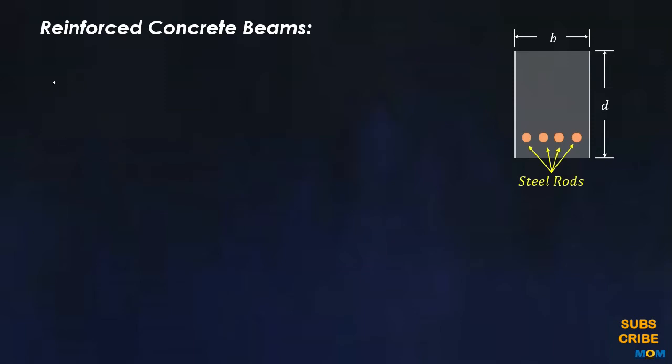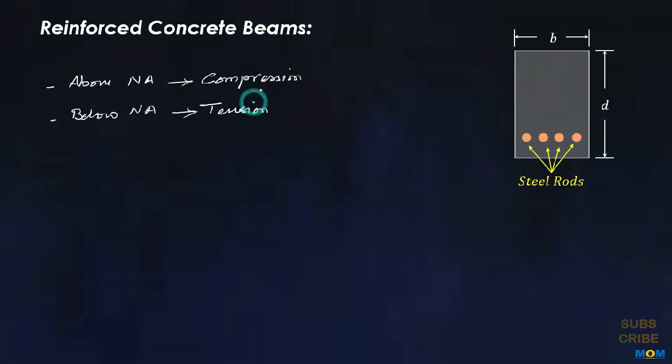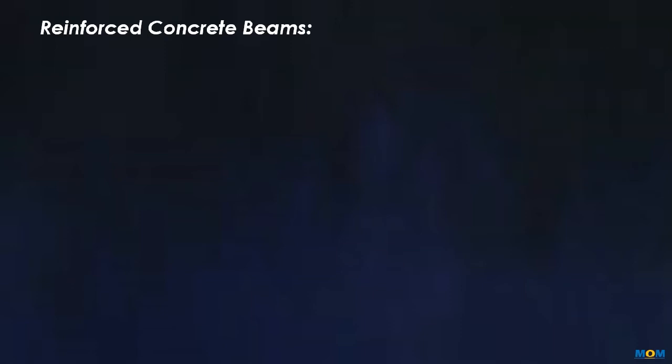Now further, because of the bending, above the neutral axis we observe compression, and below the neutral axis is the tension. Now it is very important to know what the location of the neutral axis is.